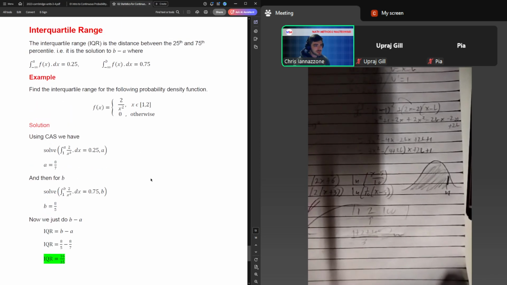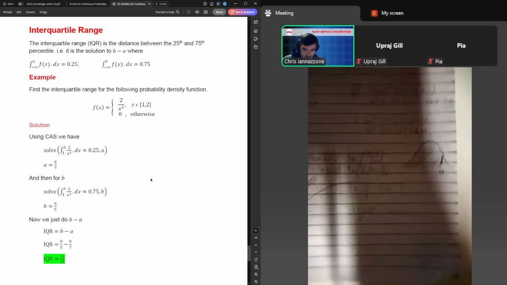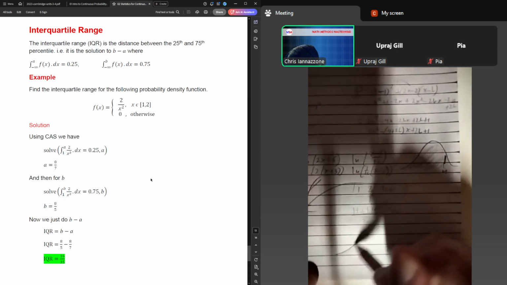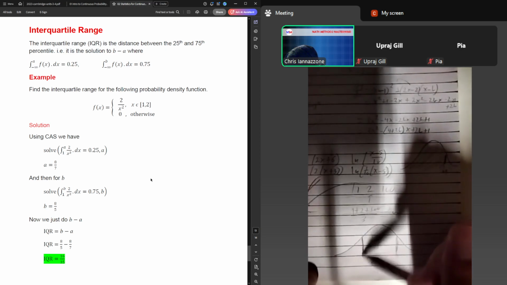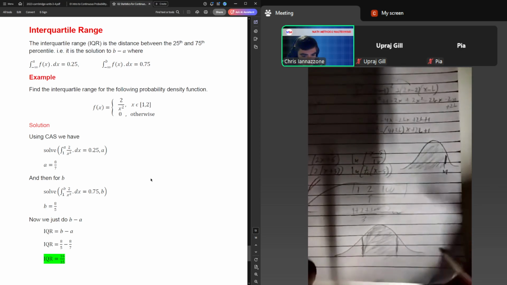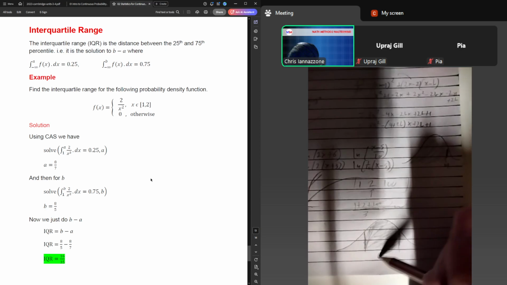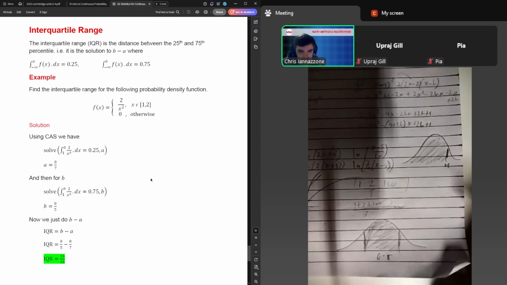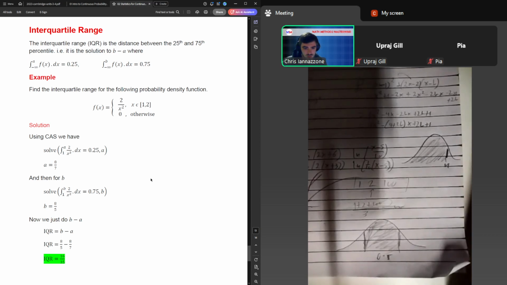What it actually means is, if I redraw another little bell curve looking thing, then the interquartile range would be something like this. Between the 75th and 25th percentiles would mean that this is 50% of the total area. That's what you're finding: the upper and lower bound that contains 50% of the total area.